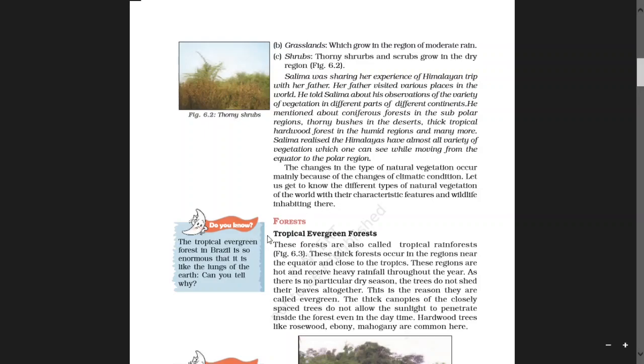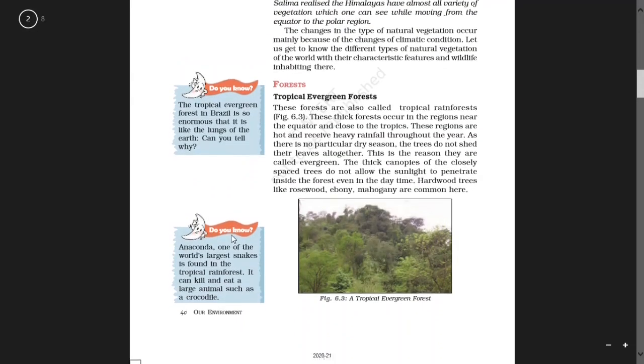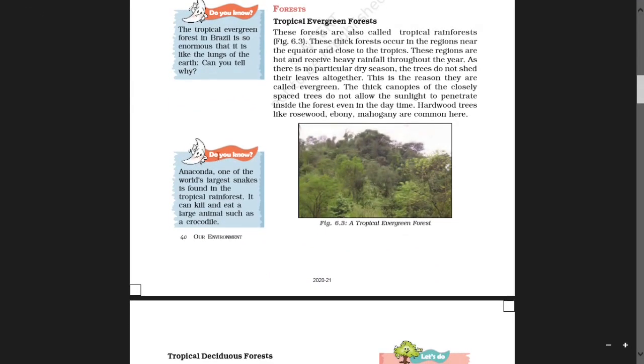See boys, do you know this one? Tick mark it and learn by heart. The tropical evergreen forest in Brazil is so enormous that it is like the lungs of the earth. Can you tell why? Then another one: the anaconda, one of the world's largest snakes, is found in the tropical rainforest. It can kill and eat a large animal such as a crocodile.